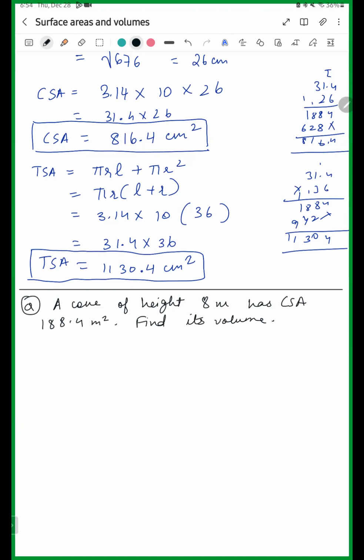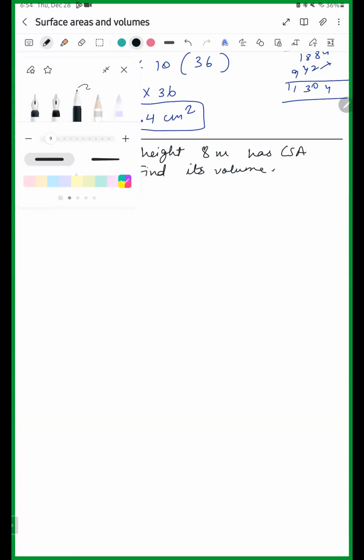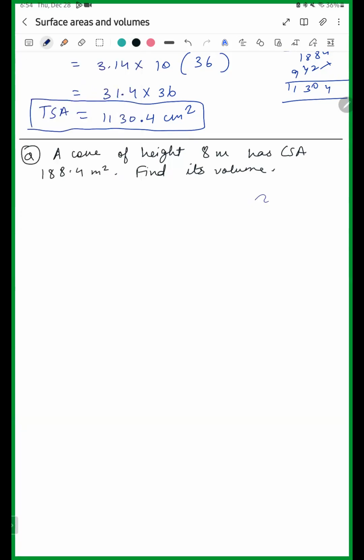Okay, so see over here, they have only given us the height, right? But for volume, what do we need? What is the formula for volume? Volume is 1 by 3 pi r square h, volume of a cone. But for volume, we need the r square, r also. Yeah, we don't have the r. So for that piece of information, they have given us CSA, curved surface area. So let's try and see how this will go.